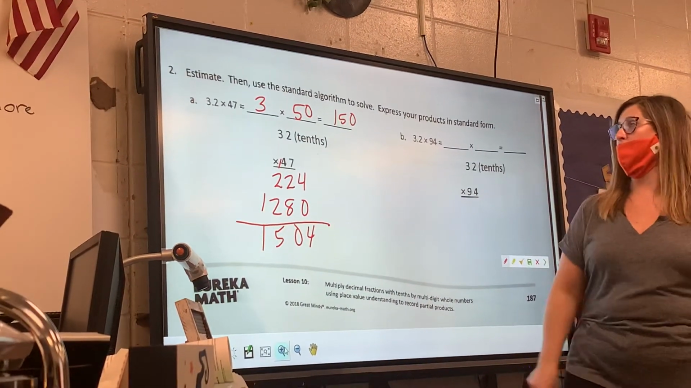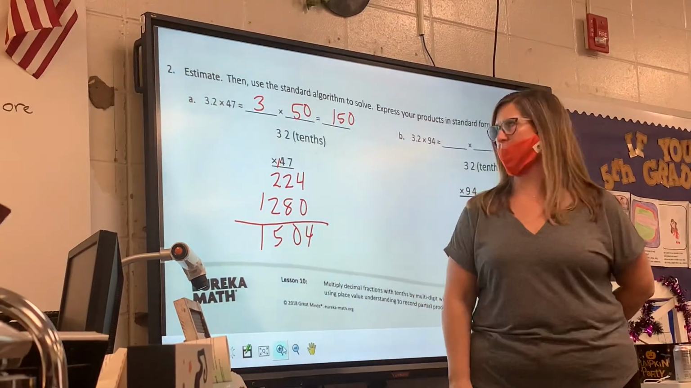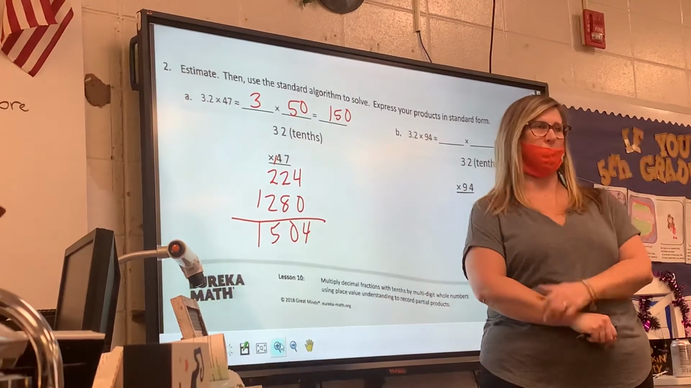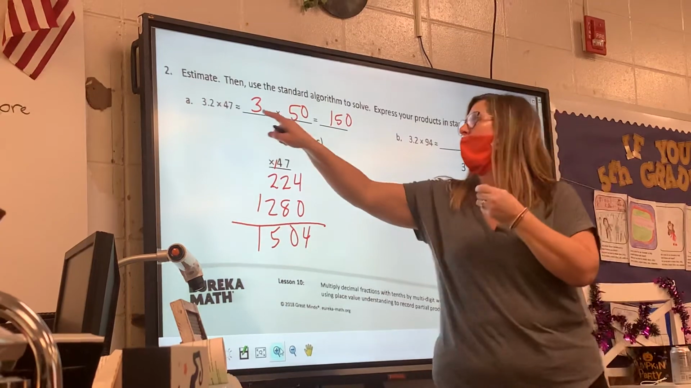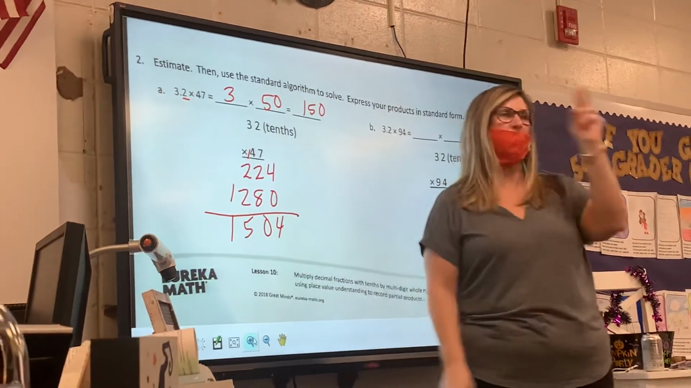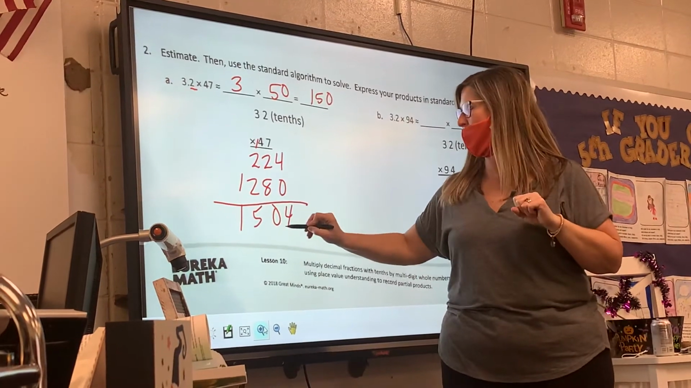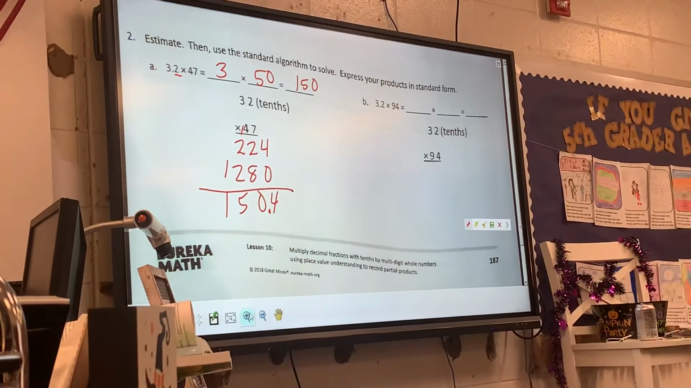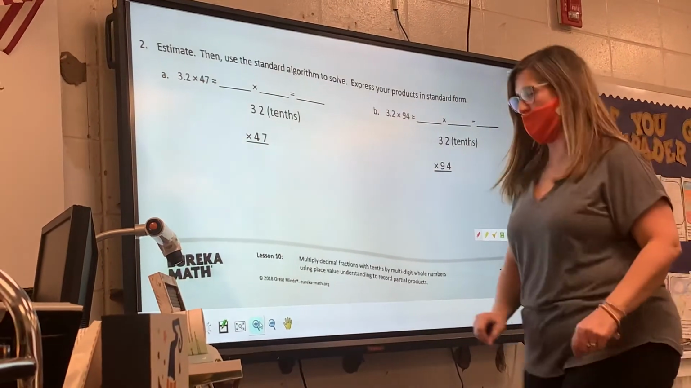No. How many digits are to the right? What is it? 2. What 2 digits do you see? How many numbers are to the right of a decimal? And what is that number? 2. I know, but you didn't. You said there were 2 digits to the right and there's only 1. All right, so I've got to put 1. Now, is 150 very close to 150 and 4/10? Absolutely.